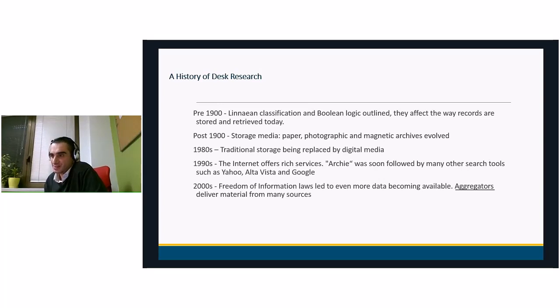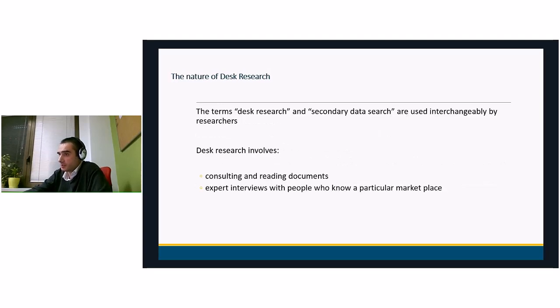In the 1990s, the internet came, and this was the revolution. There were different search engines at that time, such as AltaVista, Archie, Yahoo and Google. Yahoo and Google are also present today and we all use them. And most importantly, around 2000, many laws were passed on freedom of information, that every citizen has a right to access publicly available information. So information is delivered via many sources. This was just a short history of how it evolved.